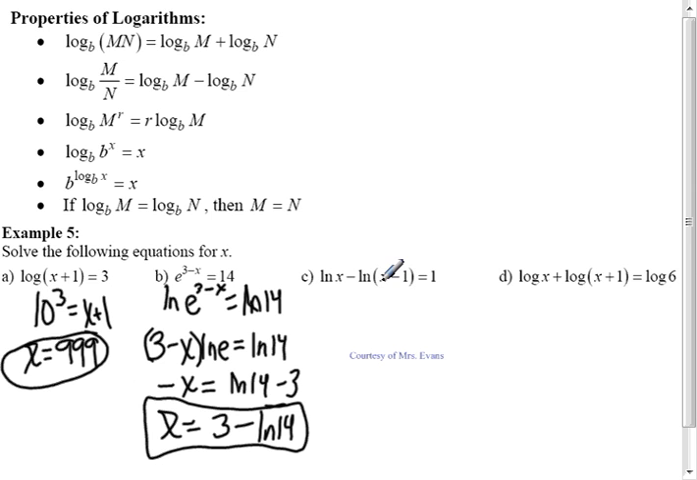Alright, this one, if you remember your properties, when you subtract logs with the same base, you can rewrite it as division. Okay, and so doing this, now I can rewrite it into exponential form. So e to the first equals x over x minus 1. And I'm trying to solve for x, so I'm going to multiply both sides by x minus 1.